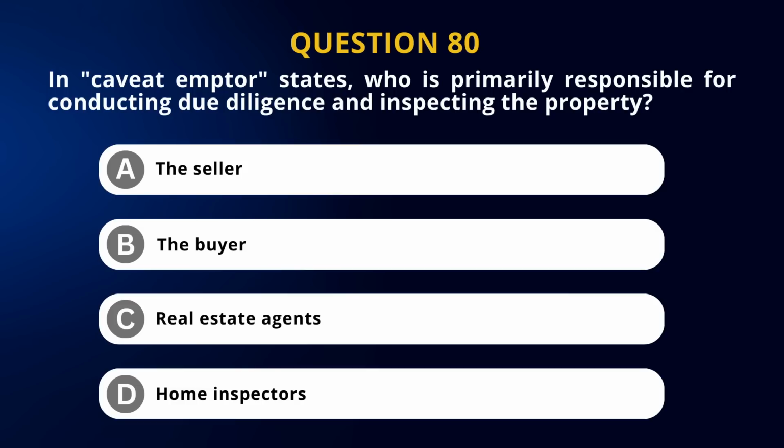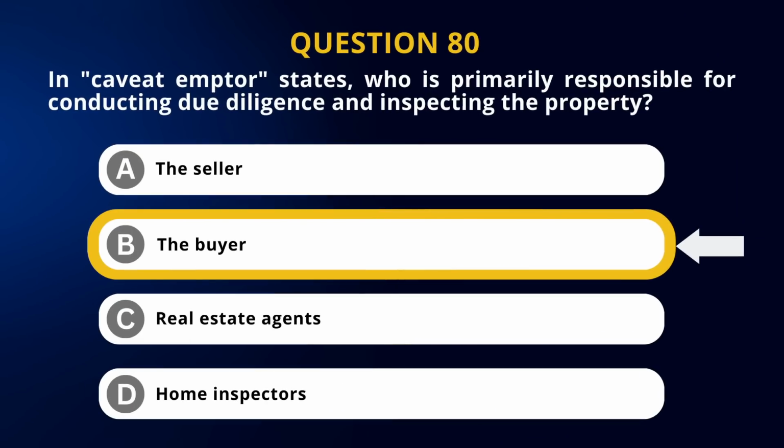Question number 80. In caveat emptor states, who is primarily responsible for conducting due diligence and inspecting the property? Letter A, the seller. Letter B, the buyer. Letter C, the real estate agents. Letter D, home inspectors. And the answer? Letter B, the buyer.